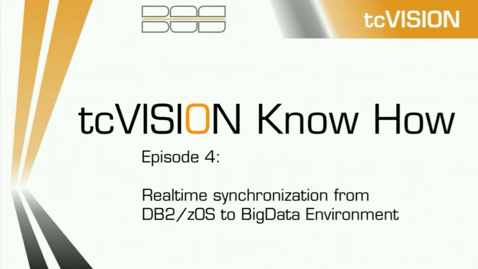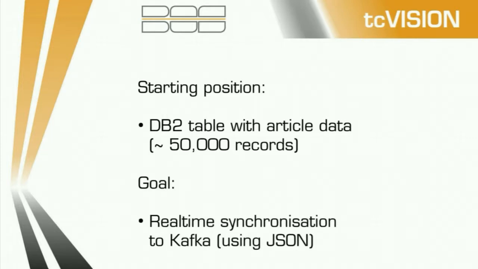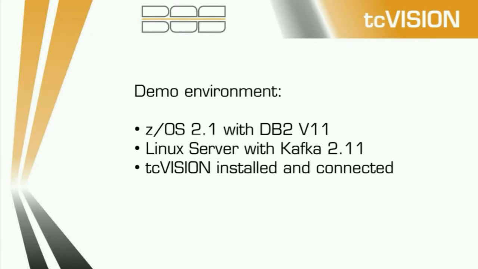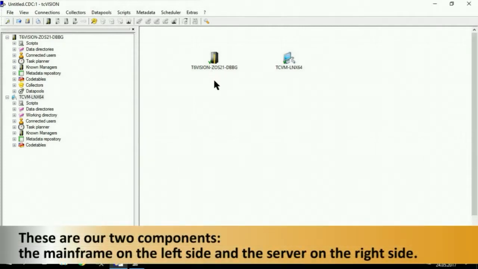Today we show real-time synchronization of DB2 to a big data environment. We use a DB2 table with about 50,000 records and transfer the data via Kafka in a big data environment, from a CentOS 2.1 to a Linux server. Here are the two components, CentOS on the left and tcVISION on the Linux server on the right.